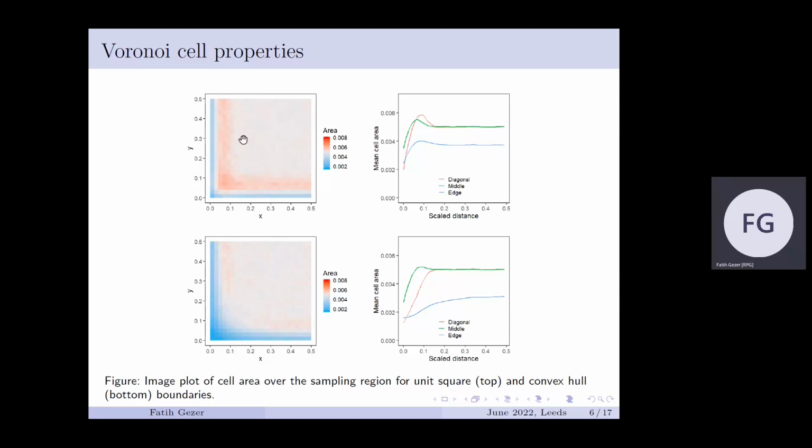And then we summarized these properties based on the surface transects on the right-hand side plots. We took a diagonal transect.